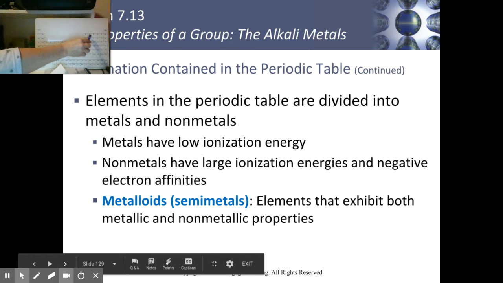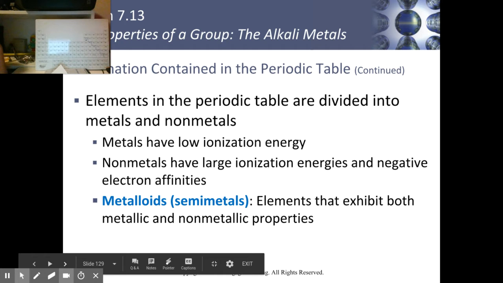We know that the majority of the elements on the periodic table are metals, and there is a line that divides the metals and the nonmetals, as shown by that line that I just drew. Everything to the left of that line are metals, everything to the right are nonmetals, and the elements on that line, except for aluminum, I think it's also antimony, but I have to check, are called metalloids because they exhibit semi-metal properties. Metals have low ionization energy and nonmetals have large ionization energies.